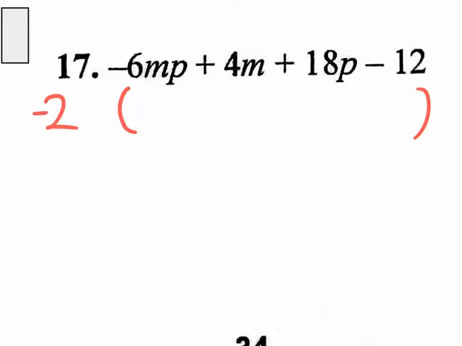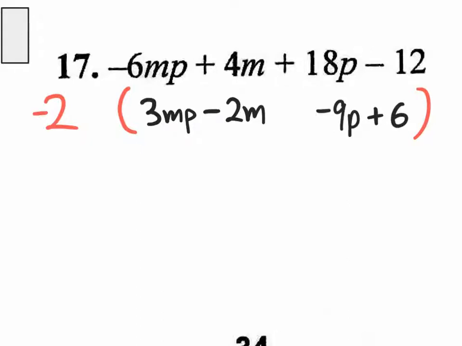So I want to pull out a negative 2, and on the inside, I will have what left over? Positive 3MP. If I pull out a negative 2, that'll make it a negative what? 2M. If I pull out a negative 2, what will that be? Instead of a plus 18P, what's it going to be? Minus 9P. And negative 2 times what would give us a negative 12 at the end?